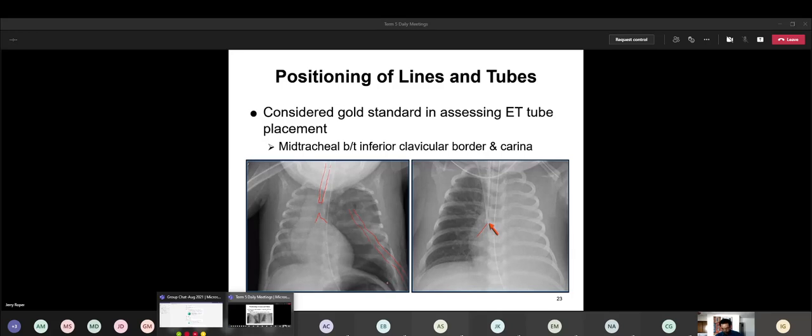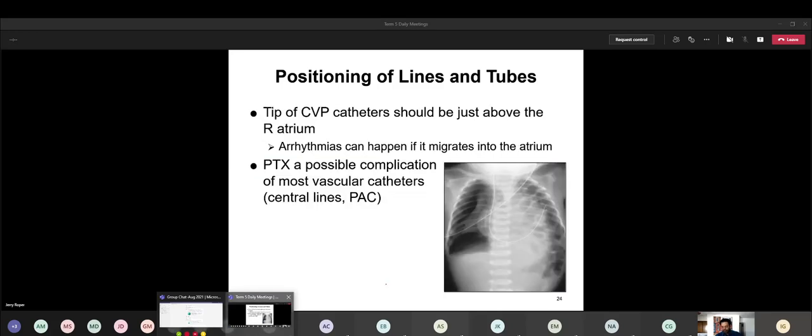Okay, now CVP, or central line catheter, or central venous pressure catheter. We know that when we looked at it the first time in the hemodynamics course, we said that it's acceptable to have your central catheter either sitting right above the right atrium in the superior vena cava, or just inside of the right atrium. And either way, it should be fine.